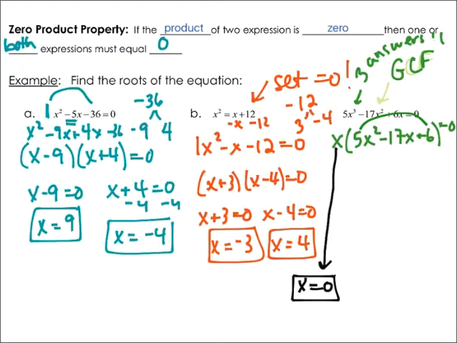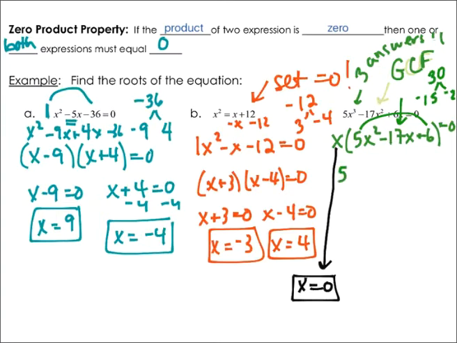Let's take a look at this. Multiply the 5 times the 6, and you get 30. What two numbers can you multiply to get 30 that are going to add up to -17? So be careful, because you've got 3 and 10, you've got 5 and 6. This time, we're going to use 15 and 2. That does not add up to -17, but if I change both their signs, then it will.